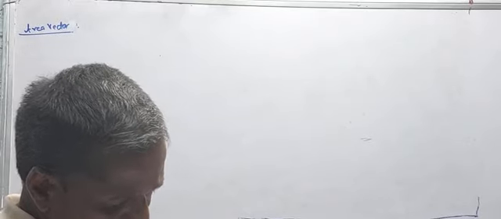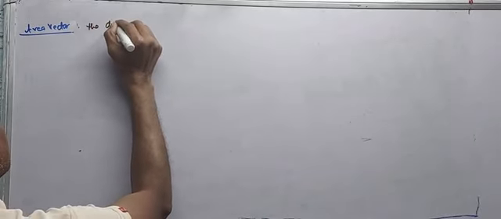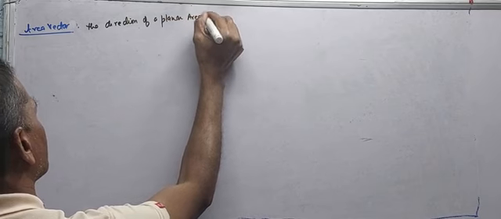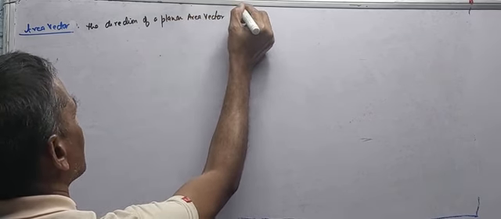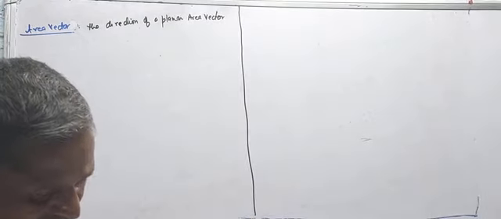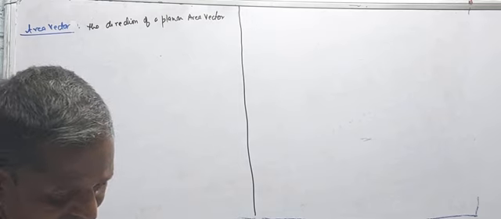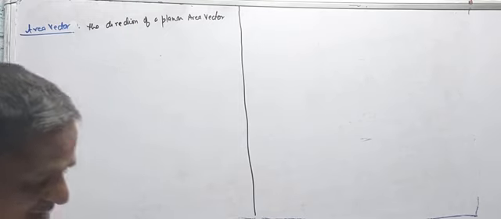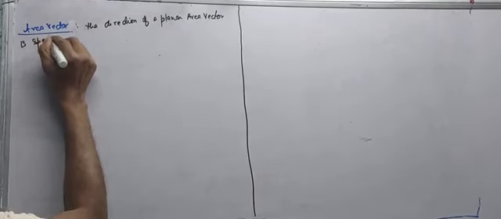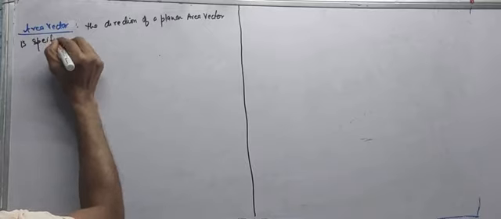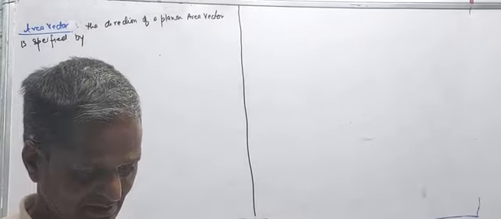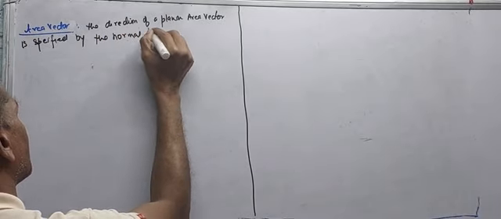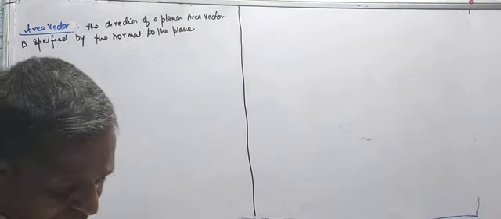The direction of a planar area vector is specified by the normal to the plane.